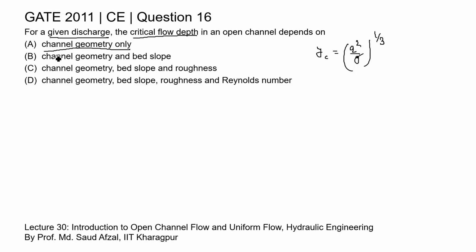But if we see further options, option B is channel geometry and bed slope. In this equation there is no term for bed slope, so this is wrong. Again in option C, channel geometry, bed slope and roughness, this is wrong. Option D, channel geometry, bed slope, roughness and Reynolds number, no. There is no term like Reynolds number, roughness or bed slope in this equation. So we may say the critical flow depth in an open channel depends on channel geometry only, which is given in option A. So option A is the correct answer for this question. Thank you.